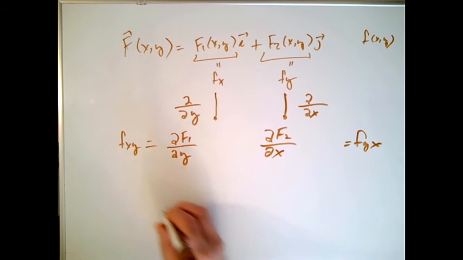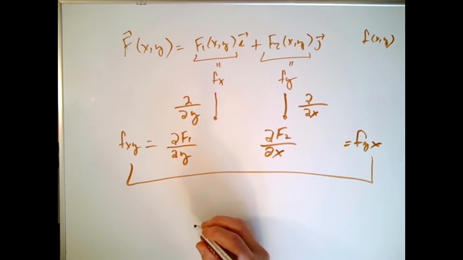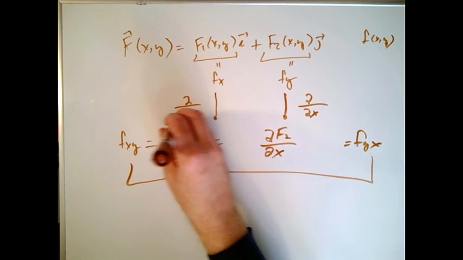Now we know that for most of the functions we look at, f_xy is equal to f_yx. That's certainly true of every function we have had this semester that wasn't a piecewise defined function. That means if this is a gradient function, then the partial of F1 with respect to y is going to be equal to the partial of F2 with respect to x.